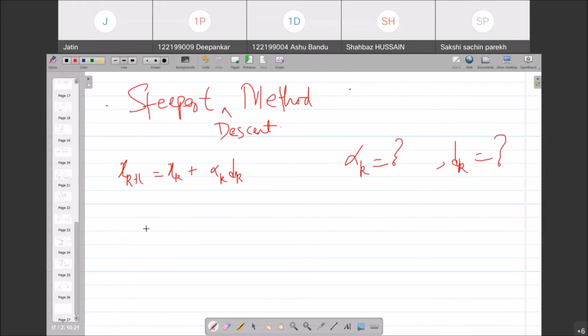Okay, before telling you the answer, can you tell me what will be my dk? If this is my xk, I know that I can go in many directions. Have you studied the directional derivative concept? Do you know in which direction there is a maximum rate of change and in which direction there is a minimum rate of change?